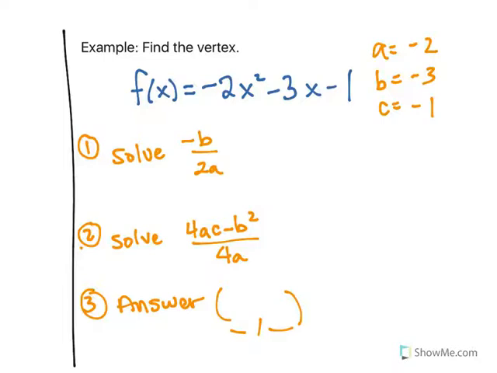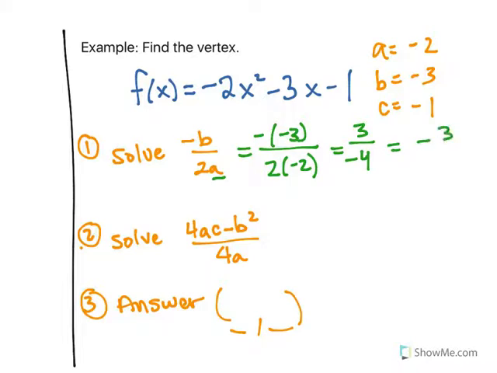So, plug and chug. Here, b is -3, so we've got -3 divided by 2 times a, which is -2. A negative and a negative is a +3. 2 times -2 is -4. So our first value is -3/4. We're going to plug that in here.